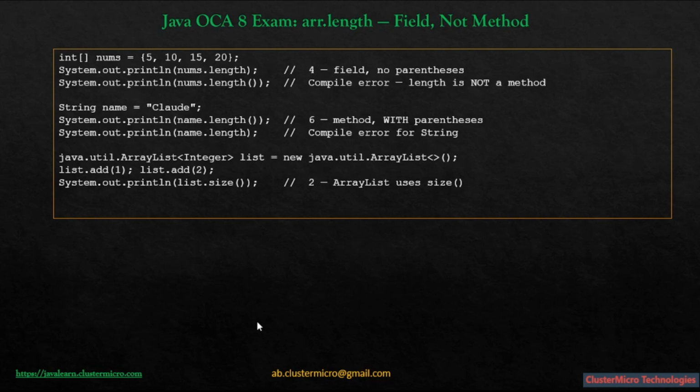For strings, use str.length() with parentheses. Here the length is a method, not a public final field. It's a method defined in the String class. If you write str.length without parentheses, it will also result in a compile-time error. For ArrayList, you use list.size(), not length, with parentheses. It uses a different name, size, instead of length. Writing list.length() or list.length will produce a compile-time error because it is expecting size().